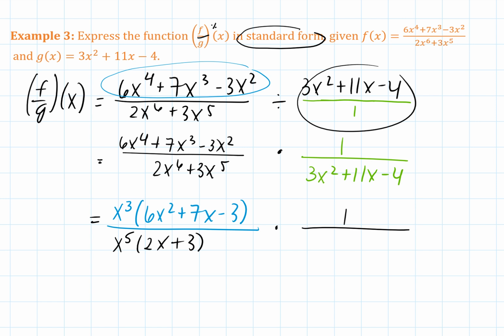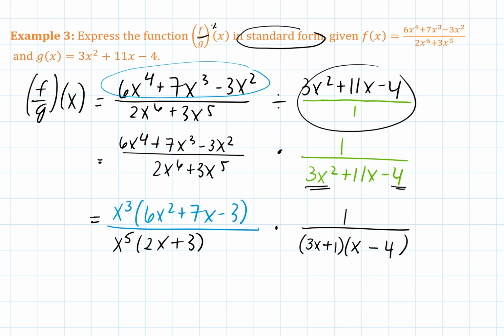Okay, to factor these, let's see. I need two numbers that multiply to 3x squared, so let's try 3x and x. Multiply to 4, so let's try 4 and 1. This gives me 4x. This gives me 3x. That doesn't add up just to 11x. Let's try maybe the 1 here, the 4 here. I've got x. I've got 12x. That'll work if the 12x is negative and the 1x is positive.